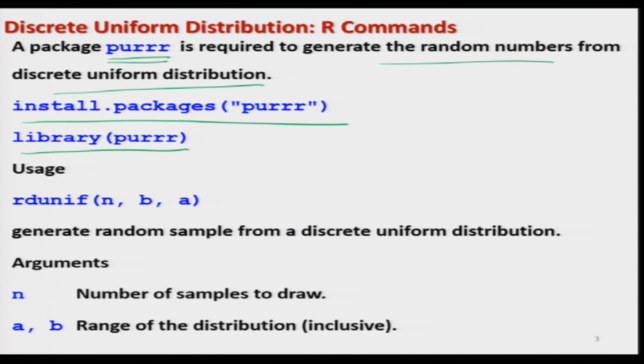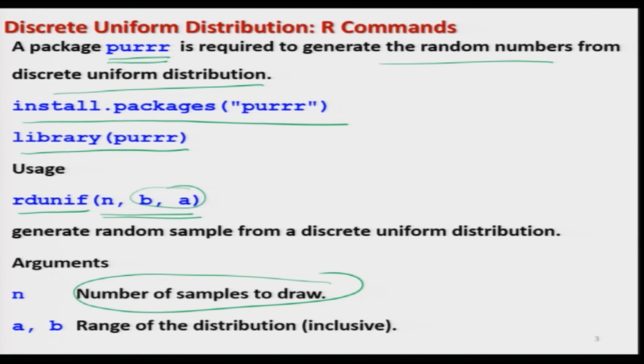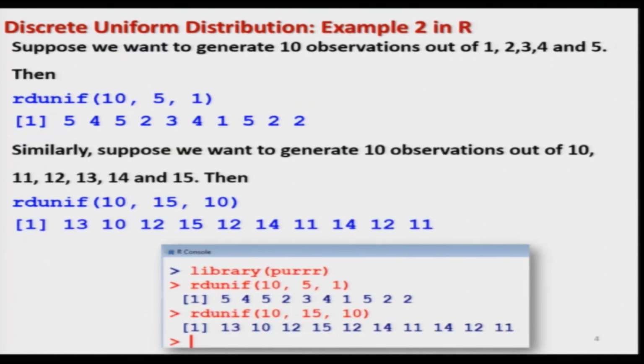Once you do it, the syntax for generating random numbers from this discrete uniform distribution is rdunif. Inside the parentheses you have to write three parameters, n, b and a, where n is the number of samples to be drawn, and b and a are the values that provide the range of the distribution, and a and b are inclusive. First let us understand what this actually means.